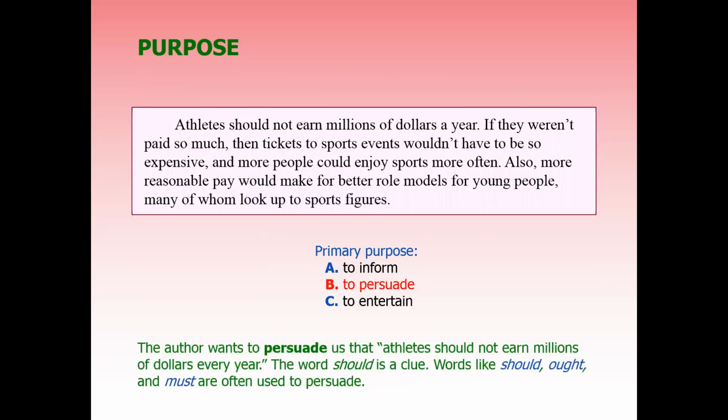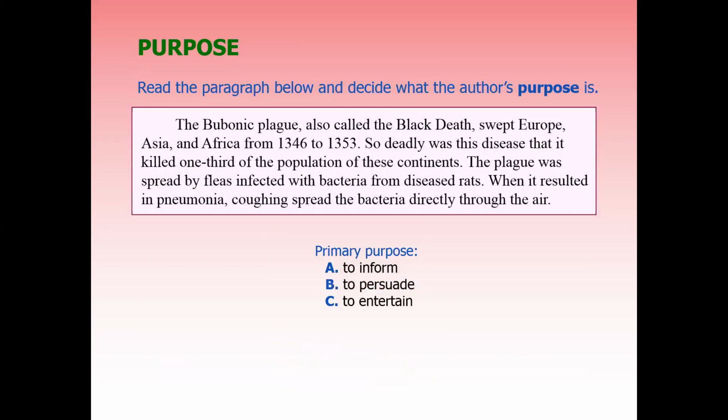It is to try to persuade, trying to convince the reader to believe, like their author does, that athletes should not earn millions of dollars a year. Let's look at another paragraph. The bubonic plague, also called the Black Death, swept Europe, Asia, and Africa from 1346 to 1353.